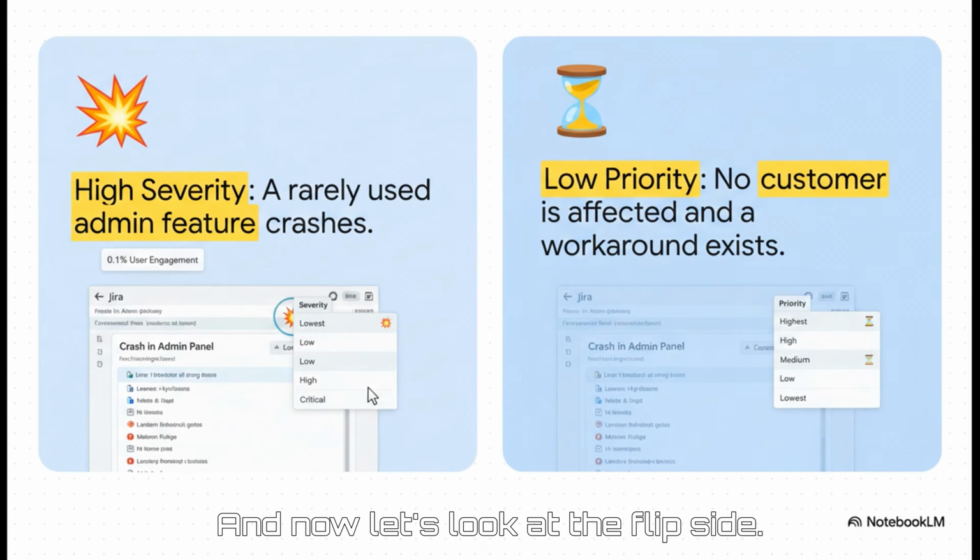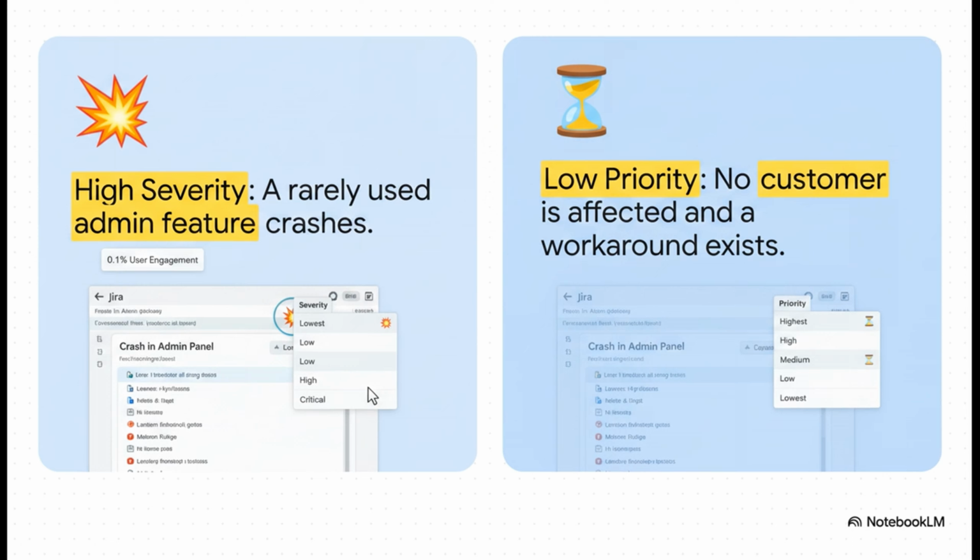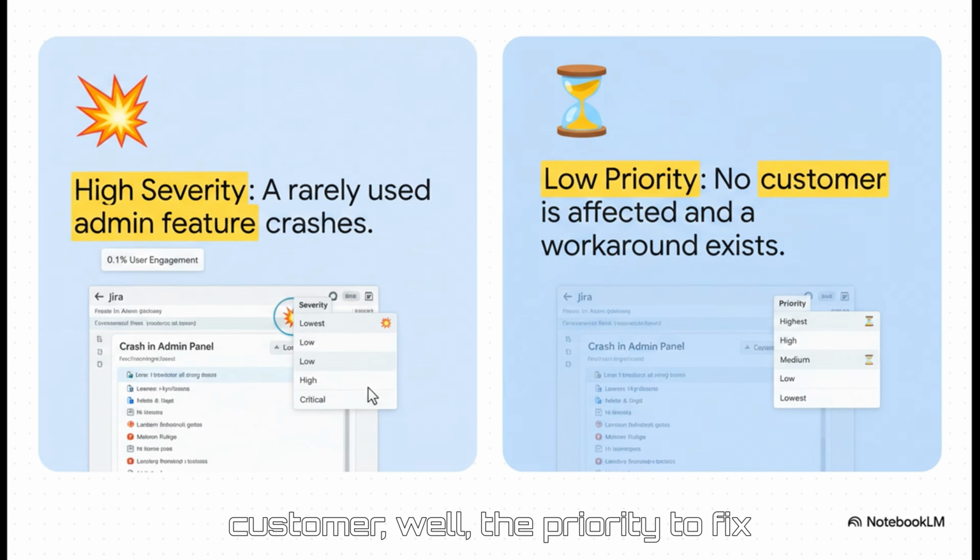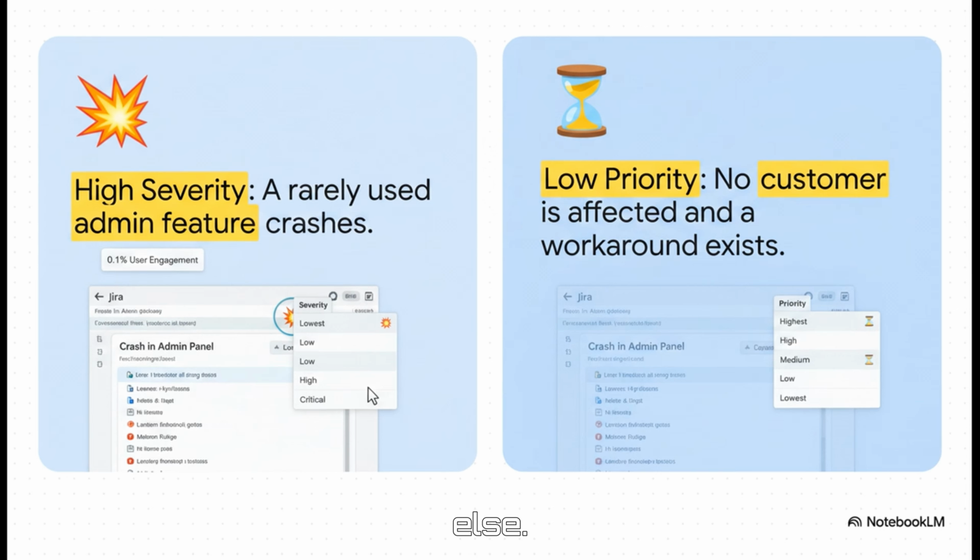And now let's look at the flip side. Let's say a feature deep in the admin panel completely crashes an entire section. Technically, that's high severity, it's a major failure. But if it's a feature that almost no one uses and it doesn't affect a single paying customer, well, the priority to fix it might actually be super low compared to everything else.